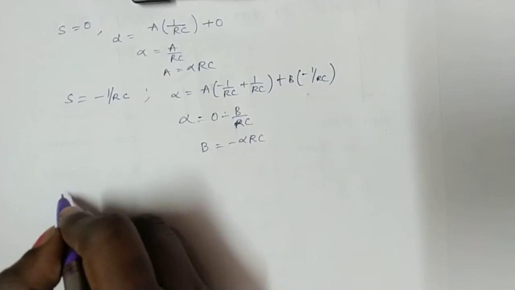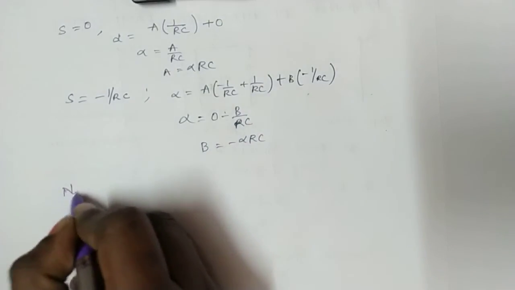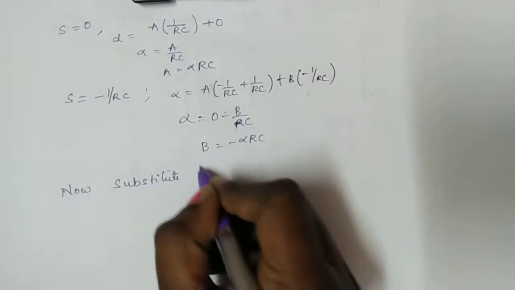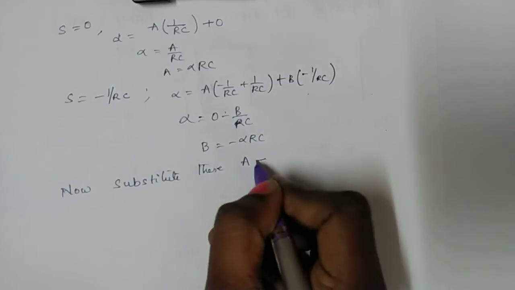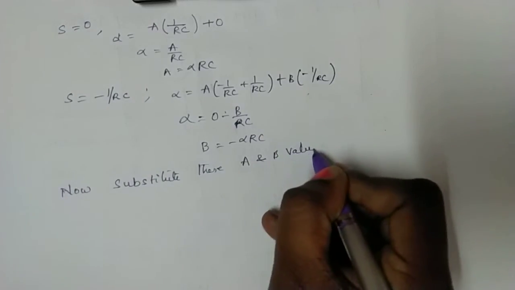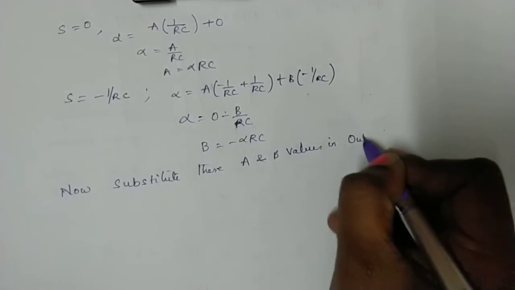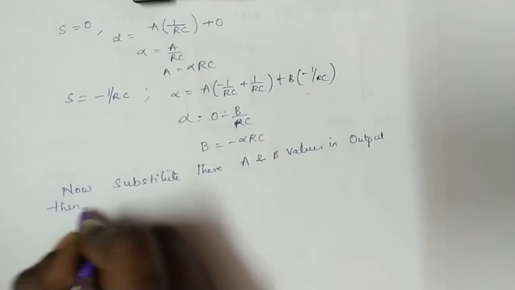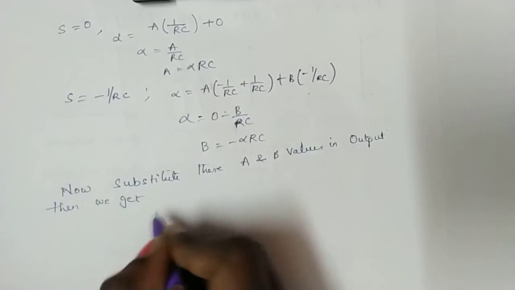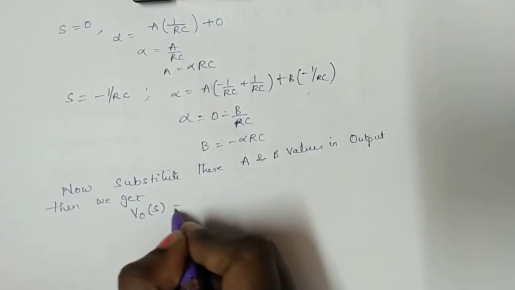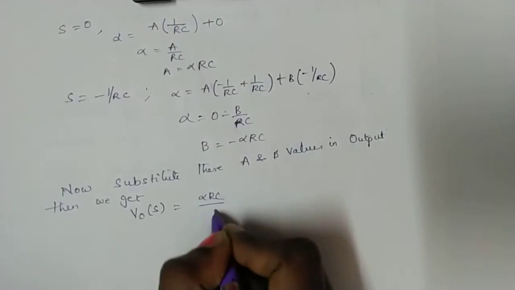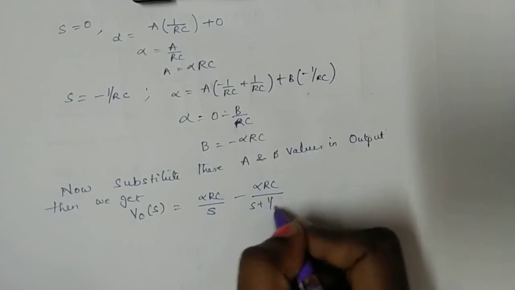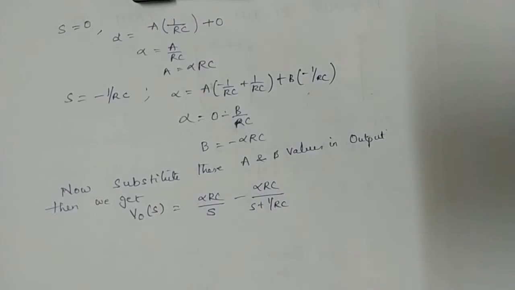Now substitute these A and B values in the output expression. Then we will get V naught of S equal to alpha RC by S minus alpha RC by S plus 1 by RC.